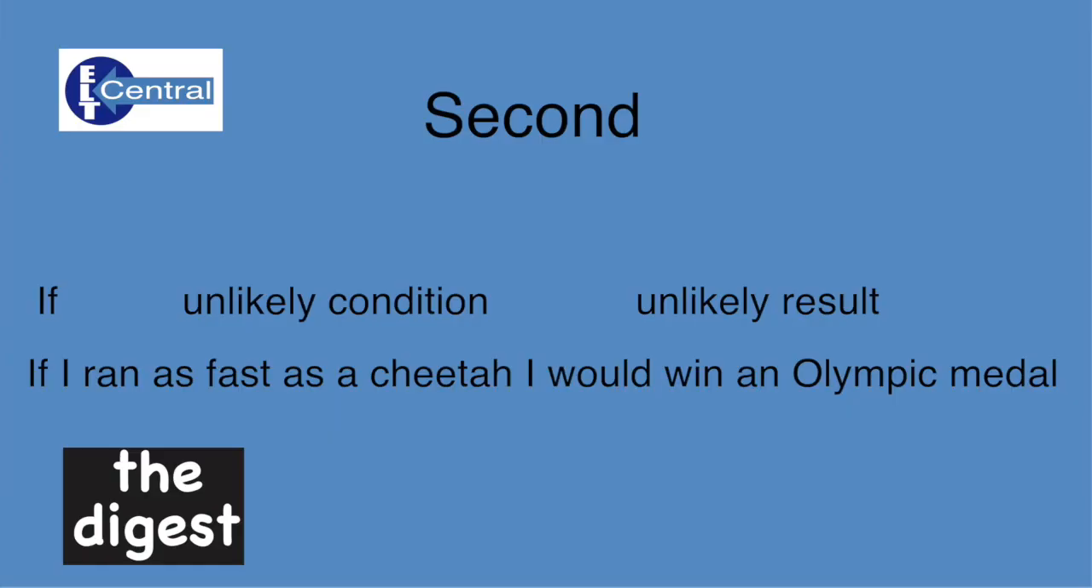What you'll notice here as well is that we use the past tense even though we're talking about something that could be in the future, because it's something that might happen if an unlikely event were to happen or you had an unlikely ability, for example running as fast as a cheetah. Another one here is if I owned an English school, I would give you all free lessons.